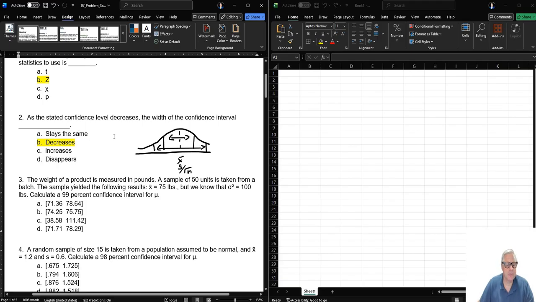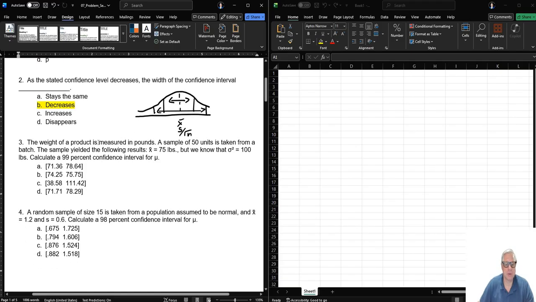The weight of a product is measured in pounds. A sample of 50 units is taken from a batch. The sample yielded the following results. X equals 75 pounds, but we know that the population variance is 100 pounds. Calculate the 90% confidence interval for the population mean.